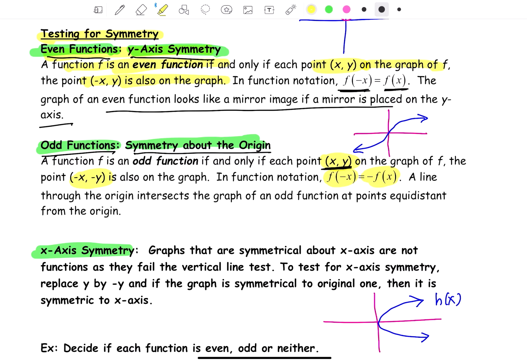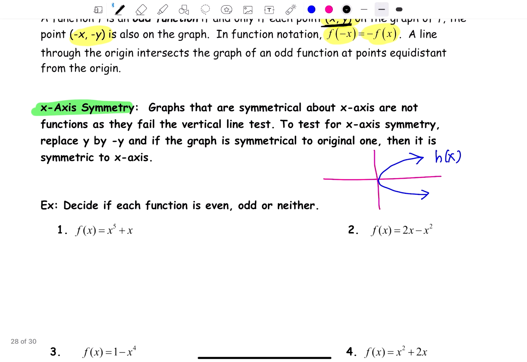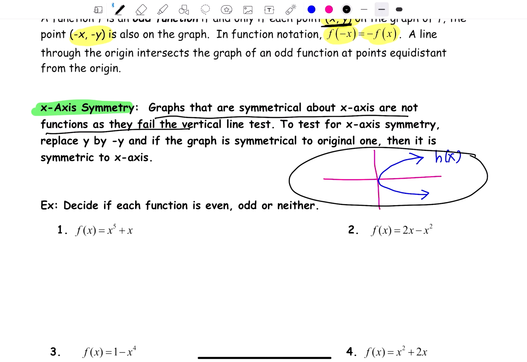And here, this graph is symmetric about the line y equals x. The line y equals x acts like a mirror for this graph. X-axis symmetry: graphs that are symmetric to the x-axis are not really graphs of functions, as they fail the vertical line test. So these are not going to be graphs of functions.